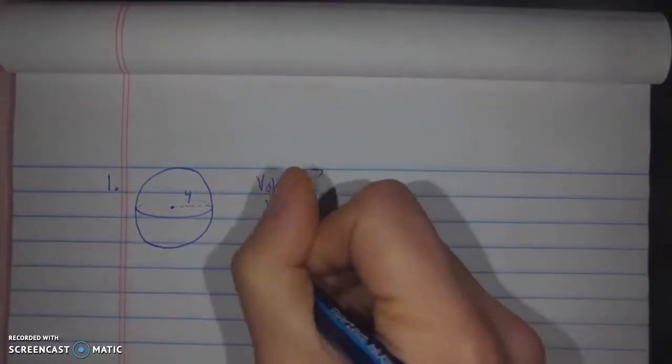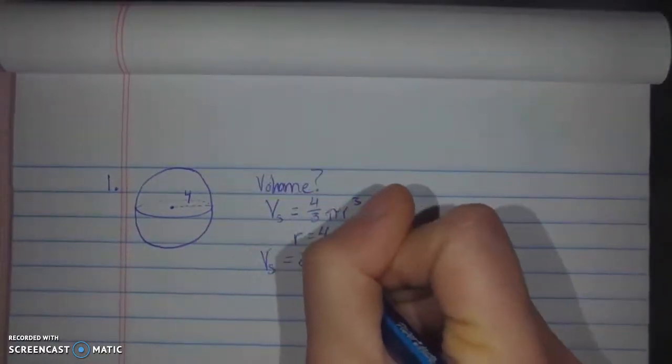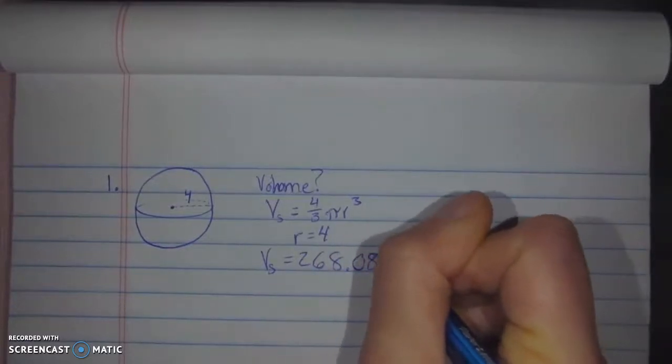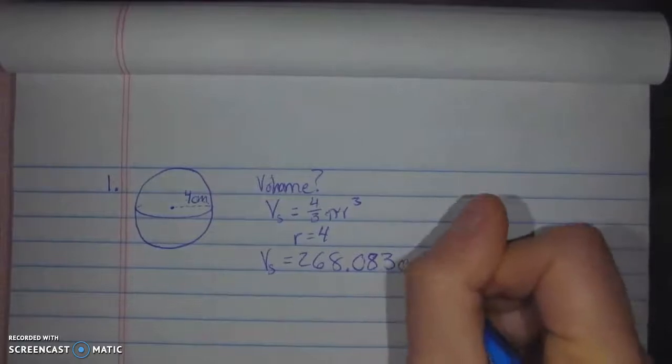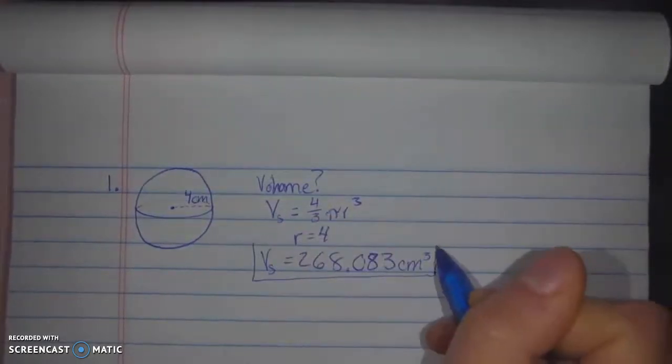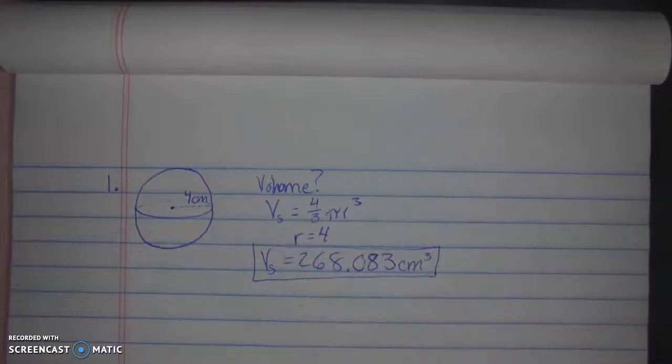So we have V sub s is equal to 268.083. And if this is in centimeters, then this would be in centimeters cubed, because we're talking about volume, which is in the third dimension. Okay, so let's try a slightly harder one then.